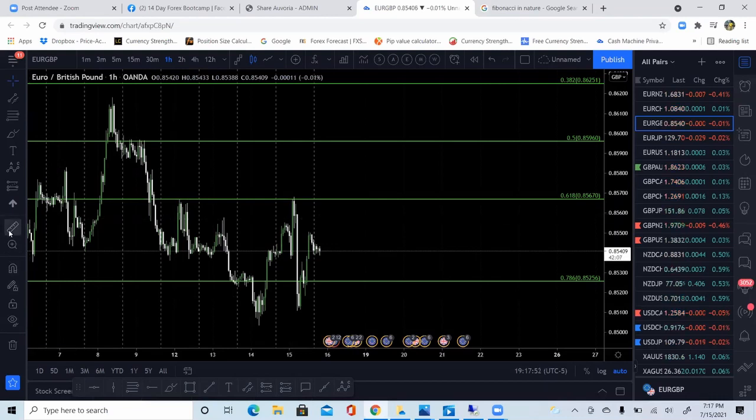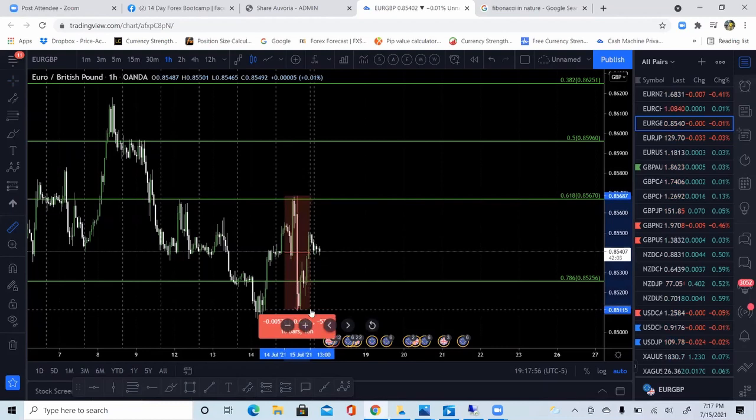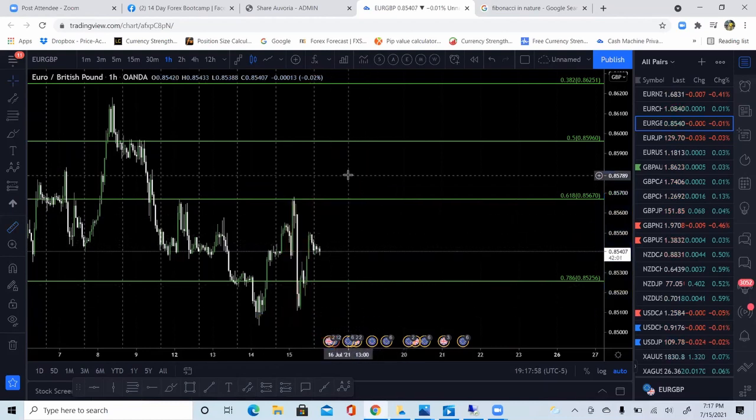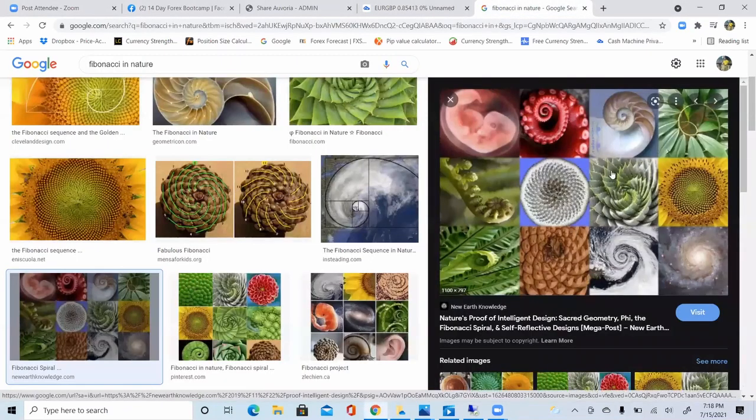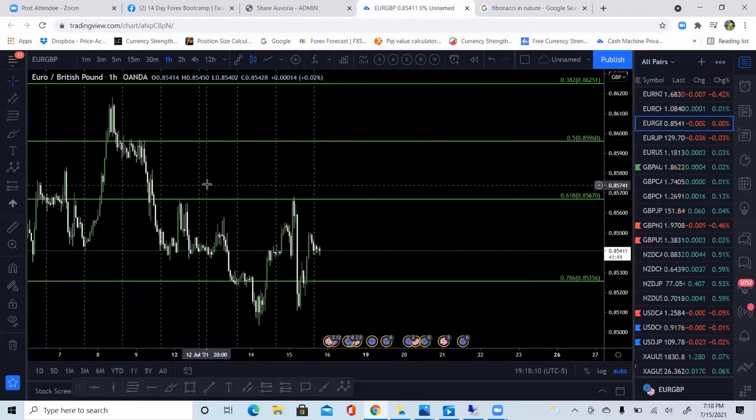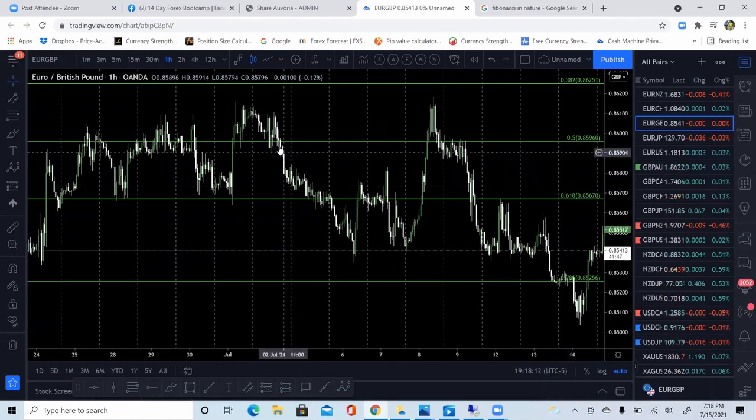that was 60 pips. It's not a coincidence. Just like this, where it shows up everywhere, is here too. That's Fibonacci.